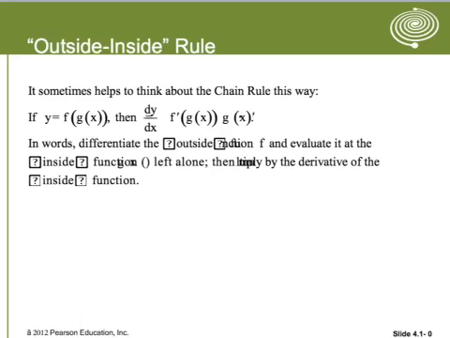If you skip that first example and look at it in terms of this, it's talking about it in terms of the outside-inside rule. So if you differentiate the outside function and evaluate it at the inside function, left alone, and then you multiply by the derivative of that inside function.